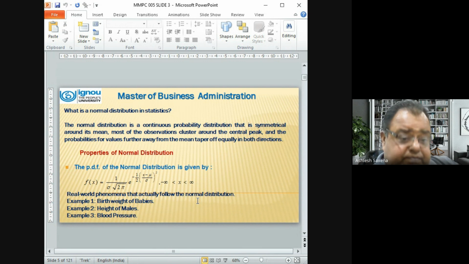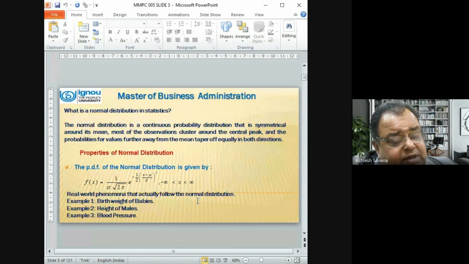What are the properties? This is the basic PDF of the normal distribution, given by f(x) equal to 1 upon sigma under root 2 pi into e raised to the power minus 1 by 2 times (x minus mu upon sigma) whole square. Remember this thing, x minus mu upon sigma. We will be using this part in our mathematical calculation.